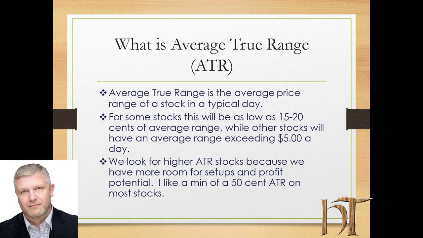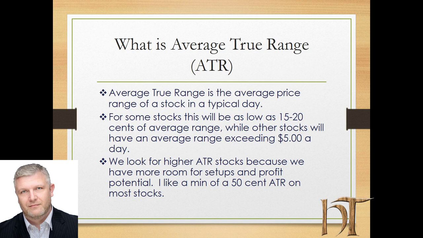Some stocks might trade a range of 15, 20 cents in a day. Bank of America, for example, its average range is like 30 cents. Whereas other stocks are going to have a very high ATR, or average true range. I like stocks that have an average true range of at least 50 cents. Okay, it's kind of a signal of volatility. The reason is that the more they move, the easier it'll be for me to capture a little bit of that move in the form of a profit.